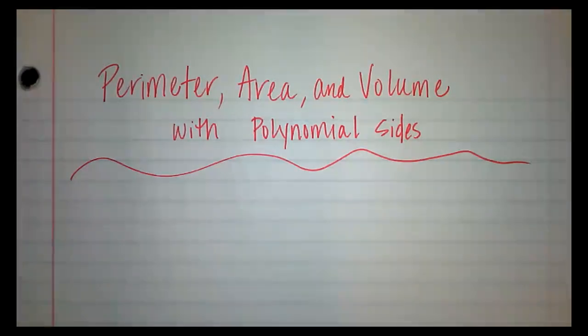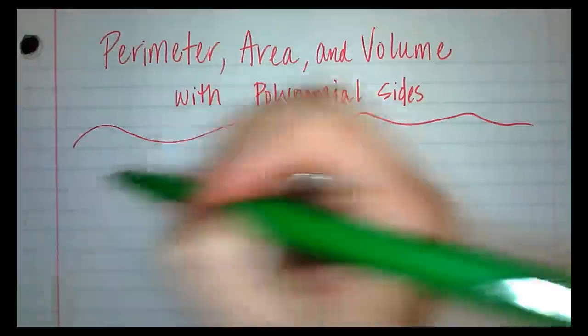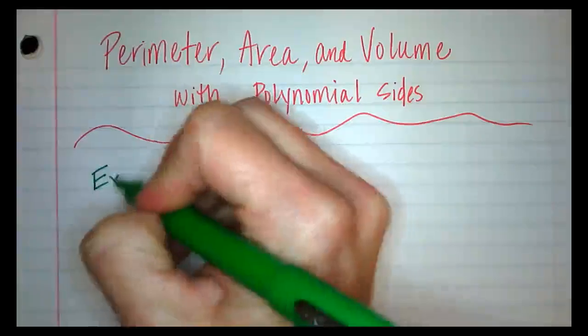So we are going to look at perimeter, area, and volume of polygons that have polynomial side lengths. So let's start with perimeter. Let's say, I'm going to call this example 1.